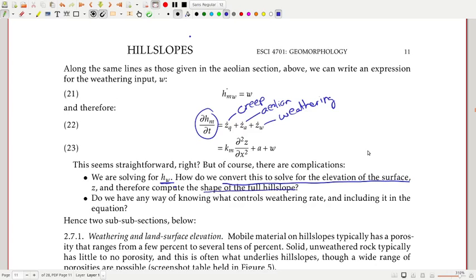Because what we really want to do as geomorphologists is know what the shape of the landscape is. And we have like a hill, right? So what causes its surface to be like that, and what maybe causes its soil thickness to be like this, or mobile material.